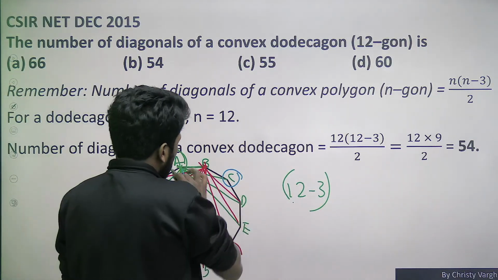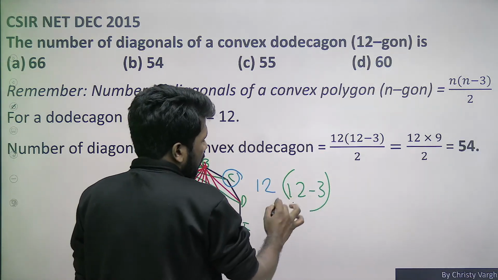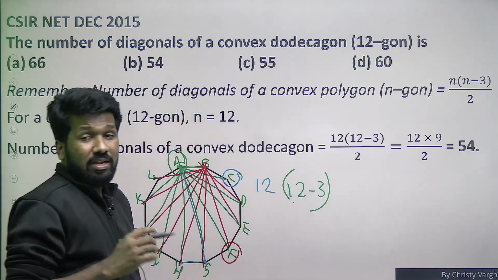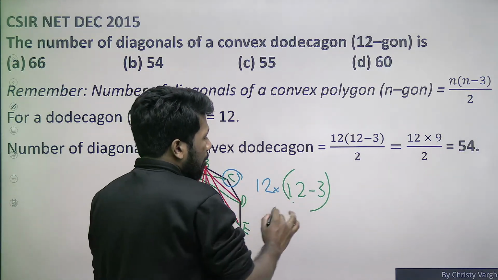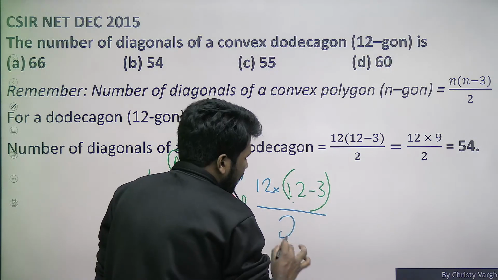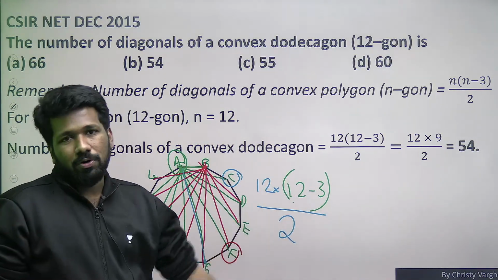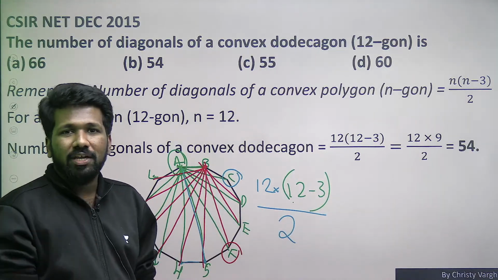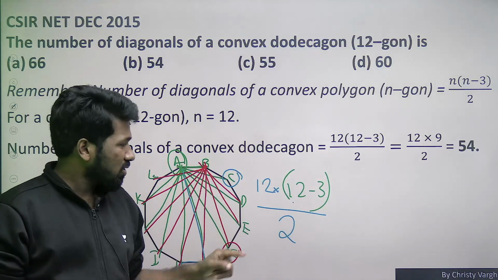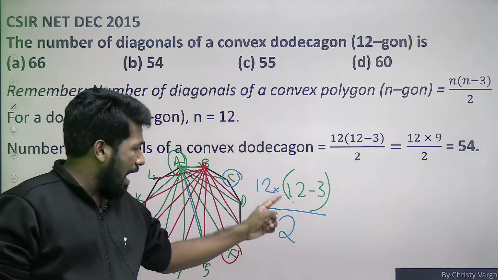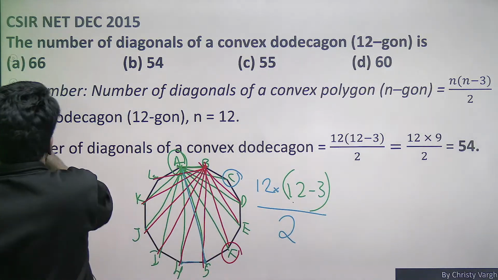So actually the problem is, 12 vertices are there in the 12-sided polygon. From each of the 12 vertices, 12 minus 3 diagonals are possible. So 12 into 12 minus 3 normally should be possible. But half of them are duplicates. In the permutation combination chapter, I have taught this idea more. The concept of combination, n into n minus 1 by 2, you have to do. So here also, in the same way, half of them are duplicates.